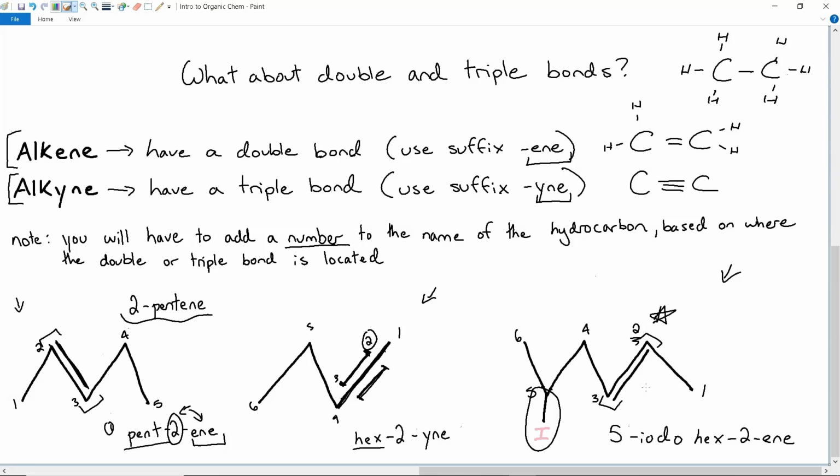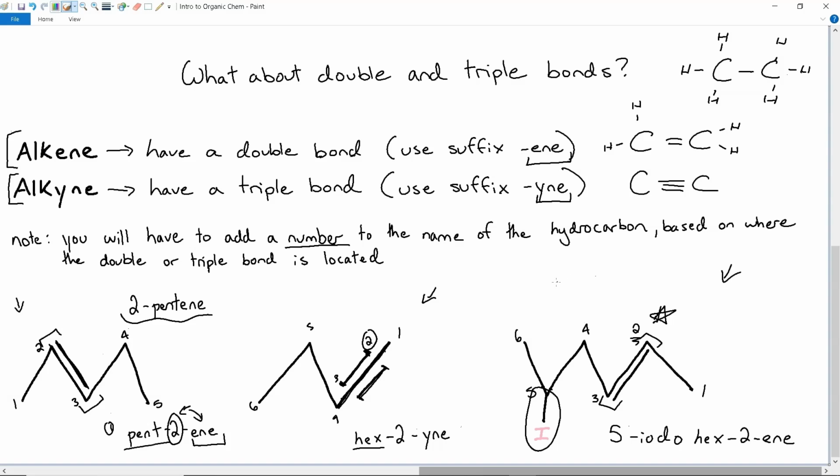Honestly, I don't know if my pronunciation of alkene and alkyne is correct, so I apologize for that. But just focus on the suffixes in terms of being able to differentiate when we're dealing with double or triple bonds. Okay, that's going to be it for today. Hopefully you found this useful. The name of the game with organic chemistry is definitely to practice as much as you can.